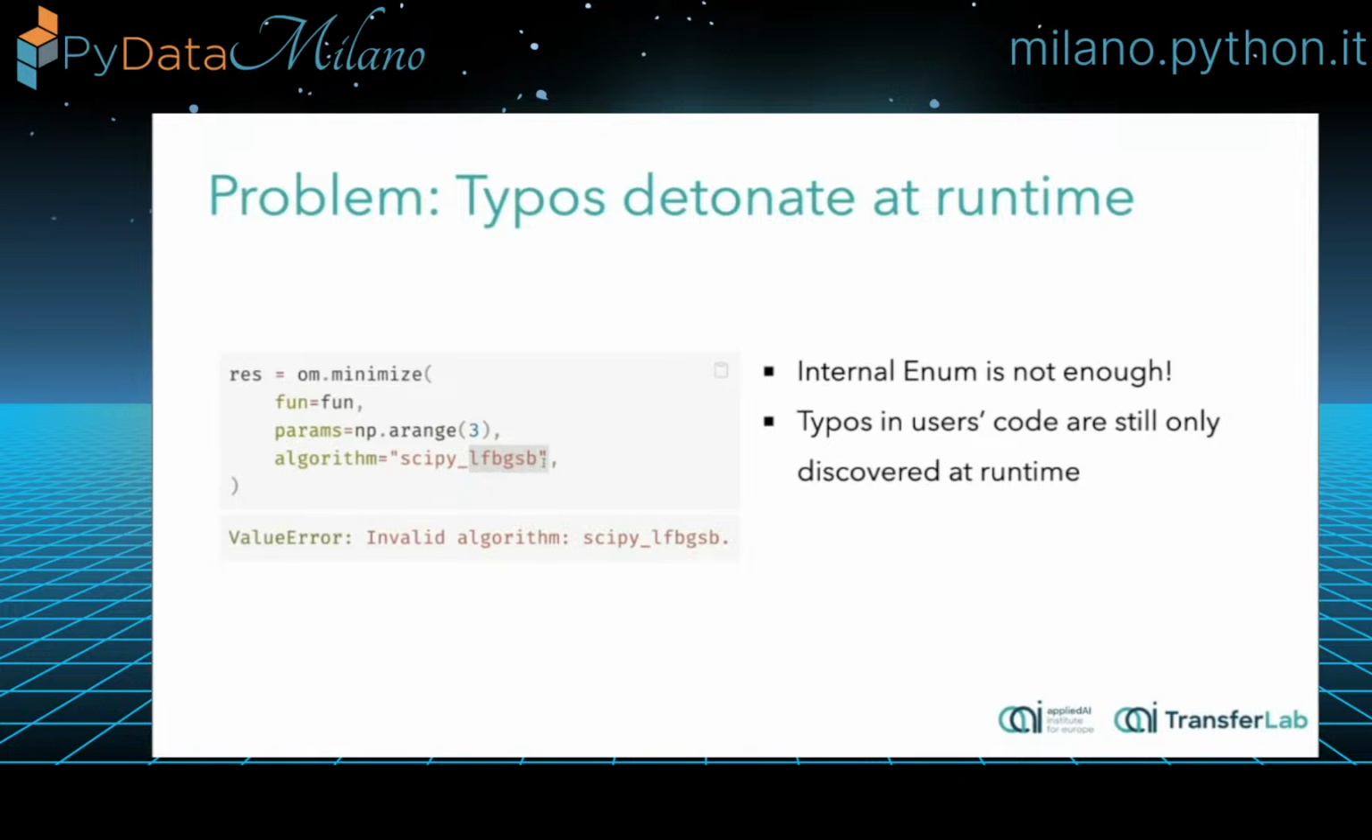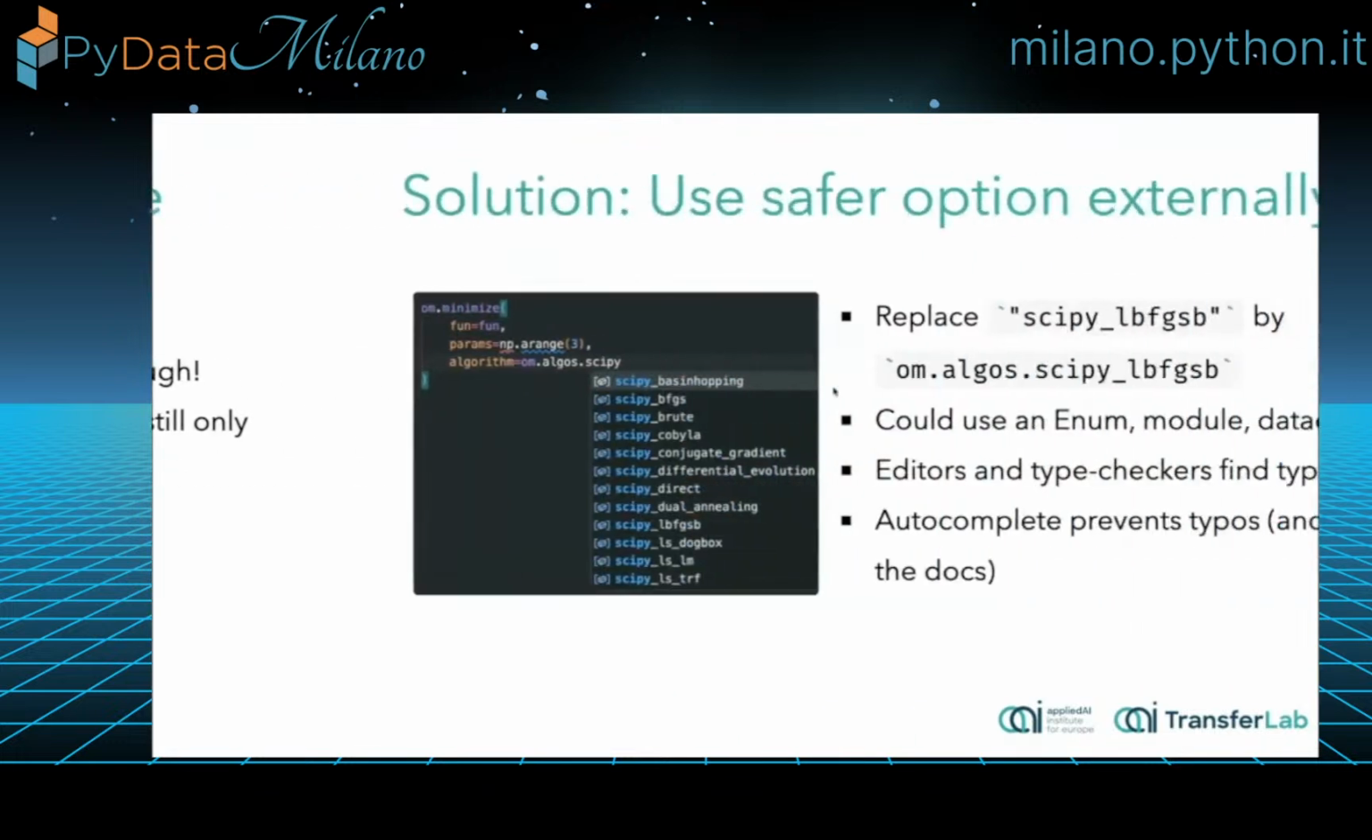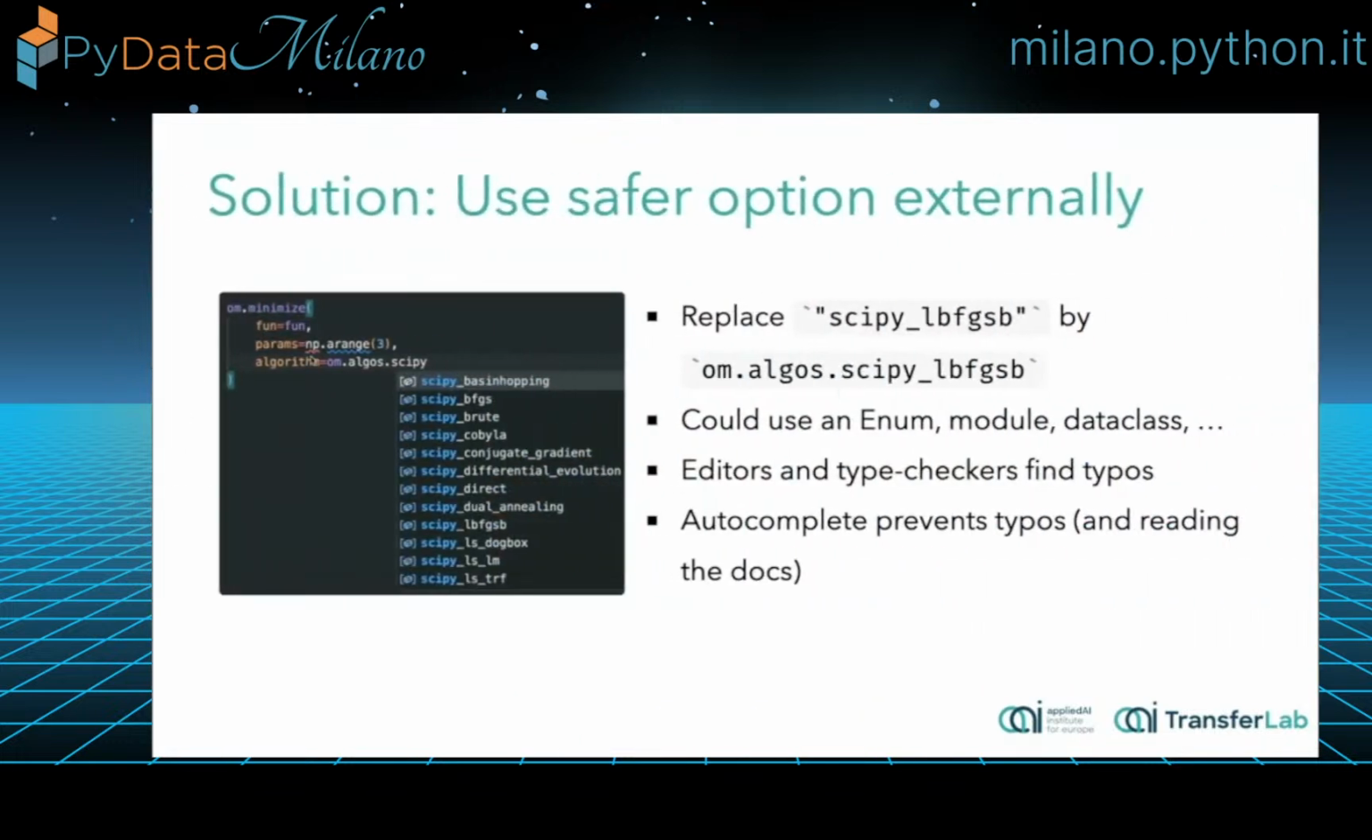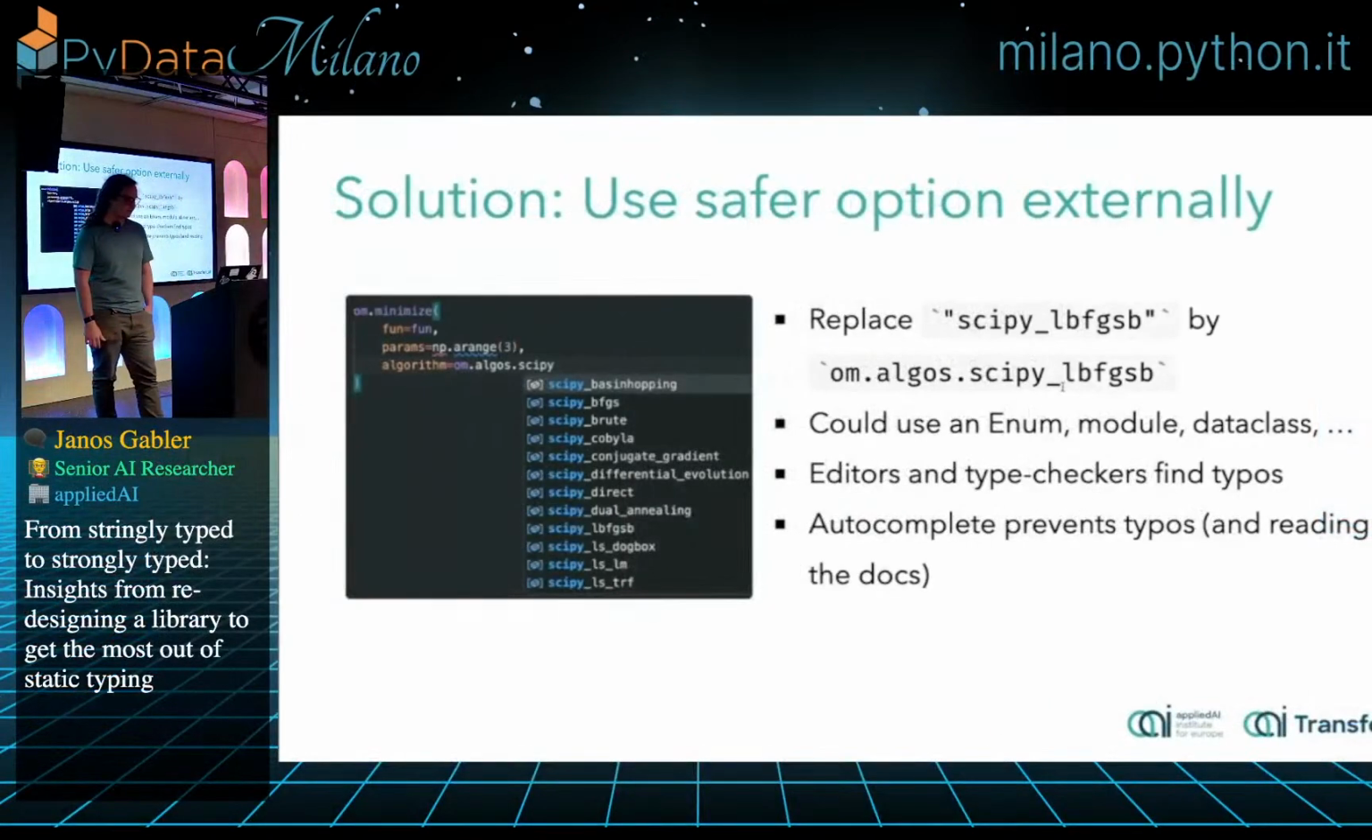And here you also have an example of a less obvious typo. So we have two of the letters mixed up, very hard to see, can happen very easily, has happened to me many times. And in this case, the internal enum is not enough because we need to force the user to also use something safer. How can we do that? In the case of optimagic, we replaced the string, which here would be scipy lbfgsb, it's one of the optimizers, by something that you import, like optimagic.algos.scipy lbfgsb. It's a bit more to type, but it's safer.